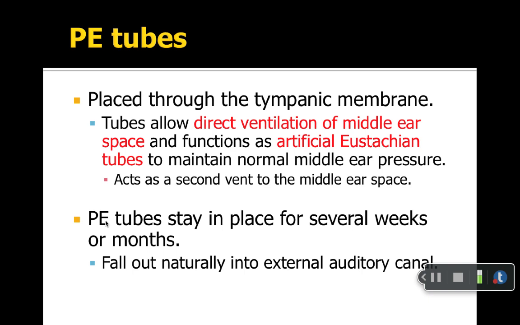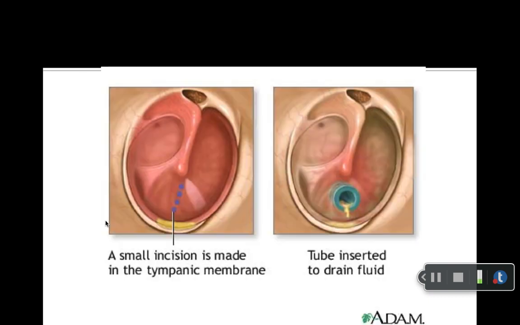These PE tubes allow direct ventilation of the middle ear space into the ear canal. So they serve as an artificial Eustachian tube. They stay in place for several weeks and then they fall out naturally into the ear canal. So when the Eustachian tube isn't working well, an otologist might put a PE tube in, with a small incision in the bottom of the tympanic membrane. This serves as an artificial Eustachian tube, so it drains the fluid out of the middle ear into the ear canal space.